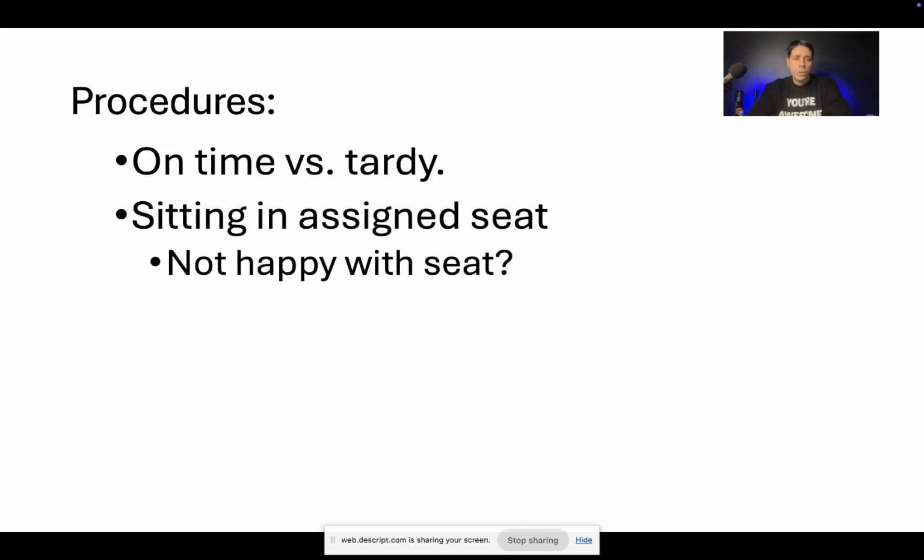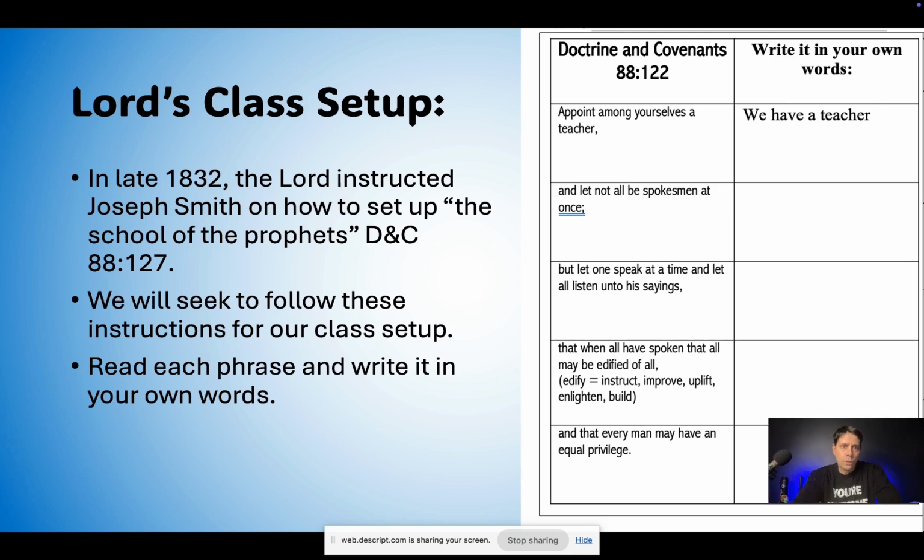Do not say, "When are we going to sit by friends?" There will be multiple seating chart changes, and you will move on a regular, consistent basis in class. A seating chart is just a starting place. We will talk about the Lord's class setup. Again, the study page is in the show notes.